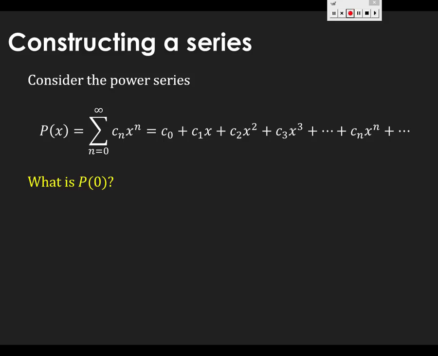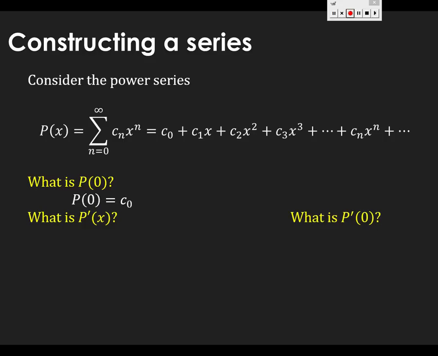Don't you just get C0, right? Great question. Love that question. What about P prime of x? Let's ask what P prime of x is first, and then I want to ask what's P prime of 0? What would P prime of x be? Well, the C0 goes away. If you're differentiating, keep in mind all the C's are just constants. So what do we get?